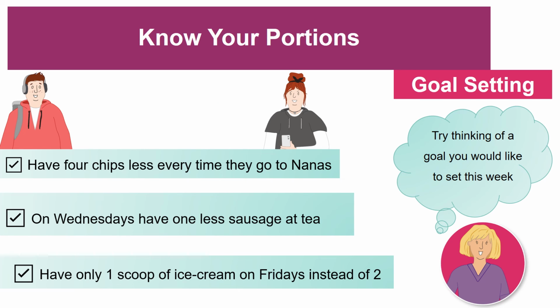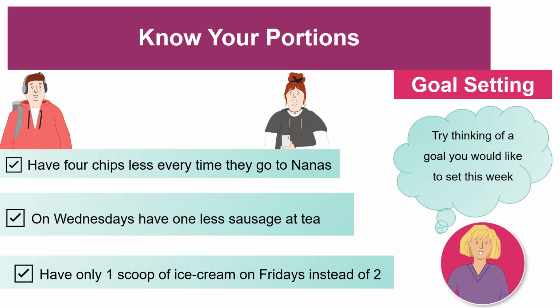Okay, so now on to the goal setting for today's session. So here's Tom and Shan, and they have set some goals, and these are nice and small goals that would be easy for them to do. And these are: have 4 less chips every time they go to Nan's. On a Wednesday, have 1 less sausage at tea. And finally, only have 1 scoop of ice cream on a Friday instead of 2.